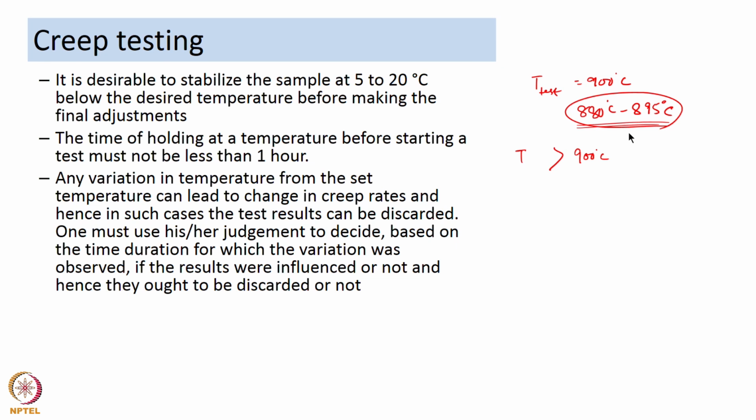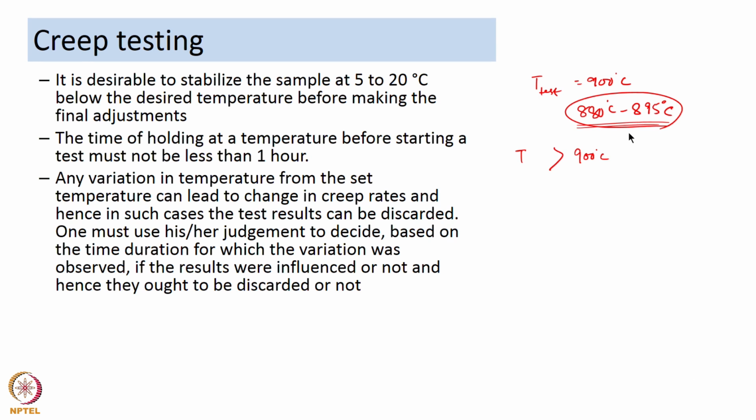Also, the time of holding at a temperature before starting a test must not be less than 1 hour. So, basically if you are doing your test at 900 degree centigrade, after you reach 900 degree centigrade, hold the sample at that temperature for at least 1 hour, and only then you start your test. And any variation in temperature from the set temperature can lead to change in creep rates, and hence in such cases the test results can be discarded.